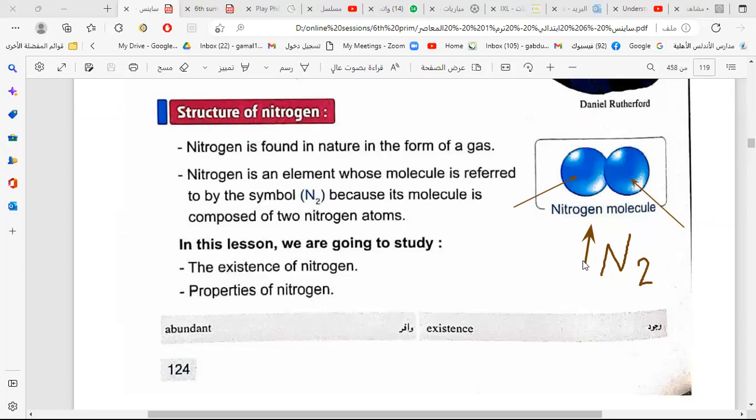Again, is nitrogen an element or a compound? Element. Why is it an element? Because it is composed of two nitrogen atoms. Very good. Two nitrogen atoms, they are similar atoms, not different. So we say it is an element, not a compound, but carbon dioxide is a compound. Do you know why?